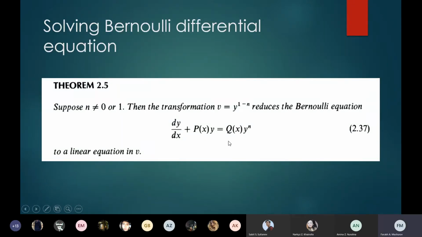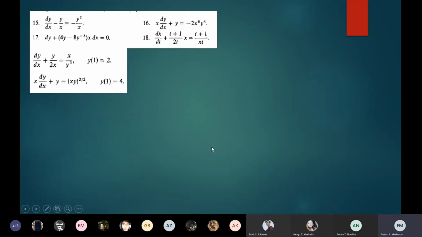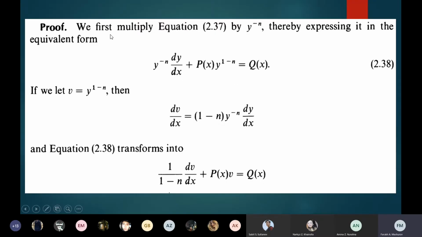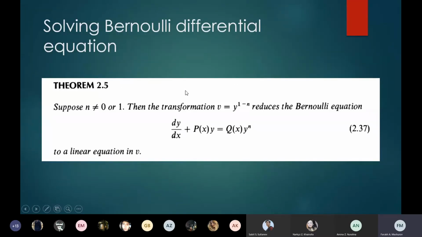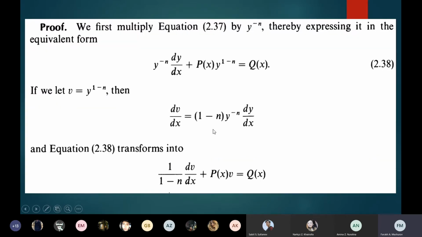How we solve this kind of differential equation was also explained in our video lecture, and later we will solve such a differential equation. For example, in exercise 15, as you see, dy over dx minus y over x is equal to minus y squared over x. This one is a Bernoulli differential equation, and you need to solve it by the algorithm shown in our lecture video, and you should use this algorithm, guys.